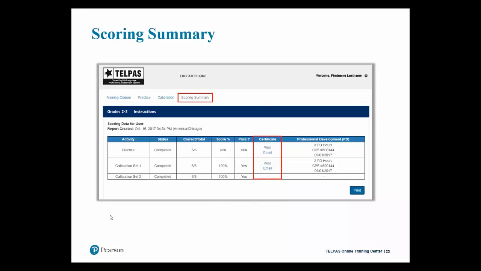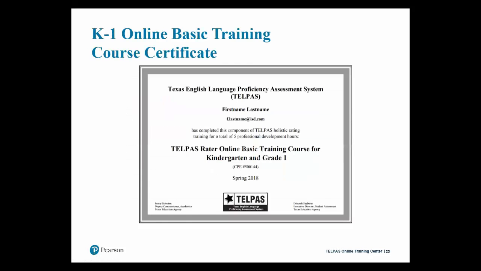So the other columns here are going to list the activity, the status, whether it's completed, the number correct and total, the percentage, whether they met the passing requirement here. Of course, we have the certificate column. And then we have the professional development column, which will list the professional development hours earned for these courses and calibrations. And here is an example of a K1 online basic training course certificate.